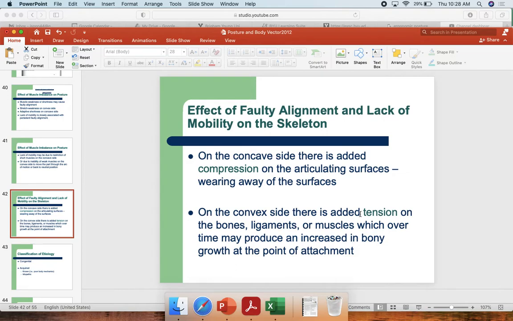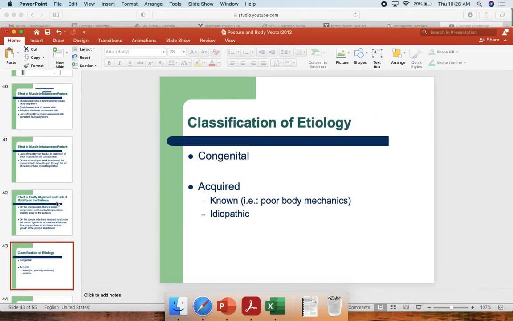There's not going to be a lot of pressure on that lateral meniscus. The IT band is going to be stretched. Any muscle that crosses the joint on that side is likely to be stretched. On the concave side, we're going to have compression and tightness, right? So that's getting at some of the potential effects of muscular imbalances.